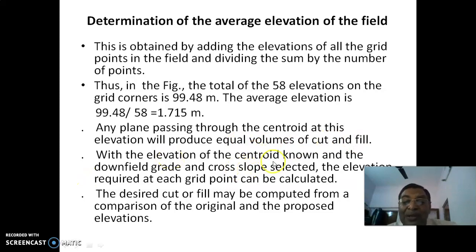So with the elevation of the centroid known and the downfield slope or grade and cross slope selected, the elevation required at each grid point can be calculated. You can introduce slope also here, in whichever direction you want. Accordingly, you can cut the material or you can fill the material. That is how a required grade is prepared. The desired cut or fill may be computed from a comparison of the original and the proposed elevation. You can see the balance sheet where the material has been removed and where it has been filled; this cut must be equal to fill. This is how it is checked.